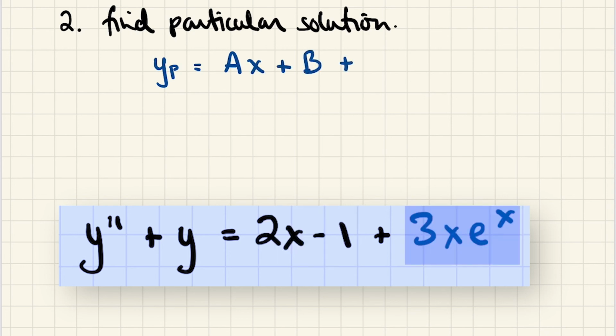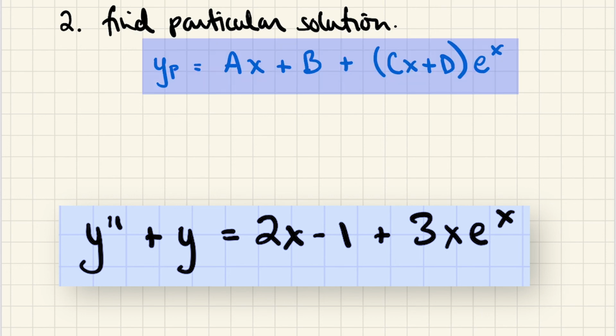Now, this last part here is 3x e to the x. And what do we have? We have a linear multiplied by an exponential. So we need to represent that by the most general linear form, which would be cx plus d. We have to use new letters. We cannot reuse any letters, so we have to go all the way to C and D at this point. And then e to the x. And that would be our trial particular solution.